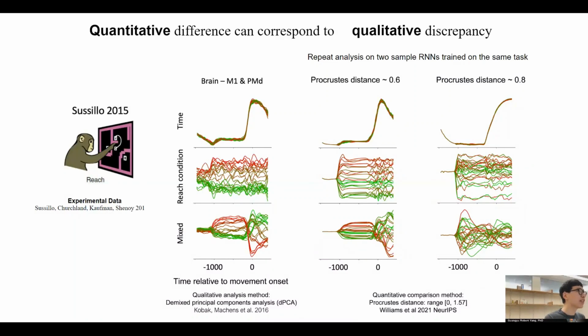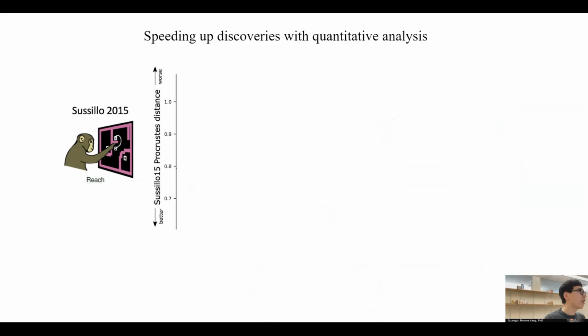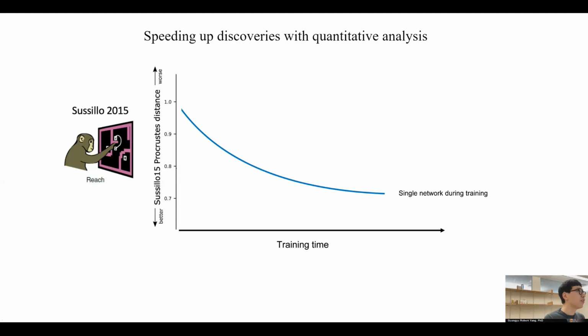Now, we will look at this Procrustes distance on this particular data set on the y-axis, but what should be our x-axis, right? So here I will just briefly talk about different ways that we can choose this x-axis and how we can make many discoveries depending on the x-axis and depending on what we see. For example, we can plot on the x-axis the training time when you train a single neural network. And naively, you would imagine that as you train the network, it gets closer and closer to the brain.